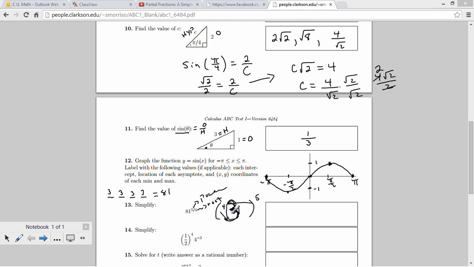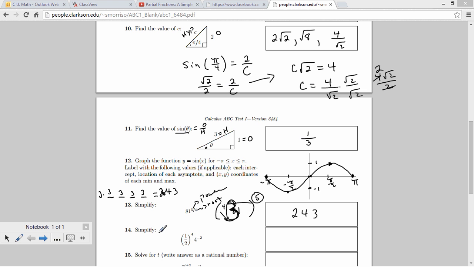And then we're going to raise 3 to the 5th power, which merely means you're going to take your 81 and you're going to multiply it by another factor of 3. And so 81 times another factor of 3 should have given you a final answer of 243 for number 13.